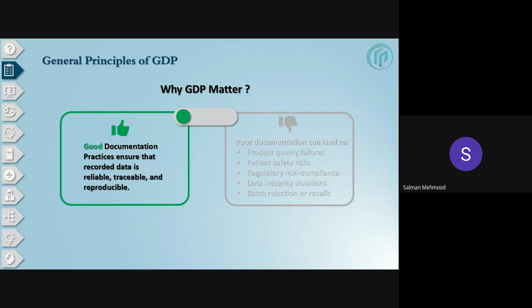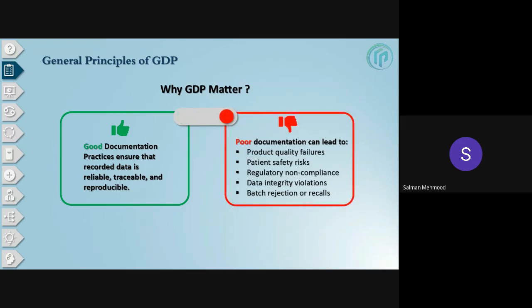Why does GDP matter? This is one of the most important slides of this session. Poor documentation does not stay on paper. It becomes batch rejection, product recalls, warning letters, and worse, patient safety risk. Common patient safety risks from poor documentation include wrong strength or wrong dose mentioned on the label, or any contaminated product. So poor documentation does not just create bad paperwork, it creates bad decisions, and bad decisions create quality failure.